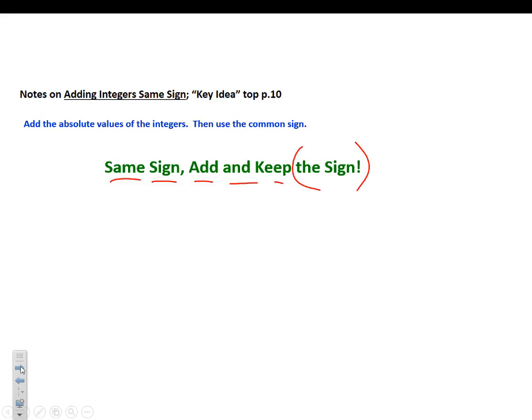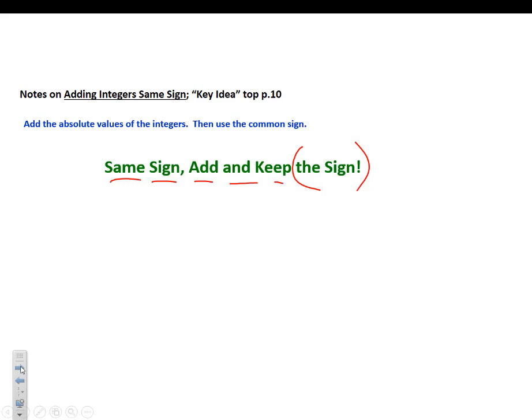Hey, please don't write this down yet. When I'm done with this page, I will stop and say, hey, write any of this down that you want to. Don't write any of this down yet. Squeeze it into your notes when I'm done. So same sign, add, and keep. All right. What do you mean by that?